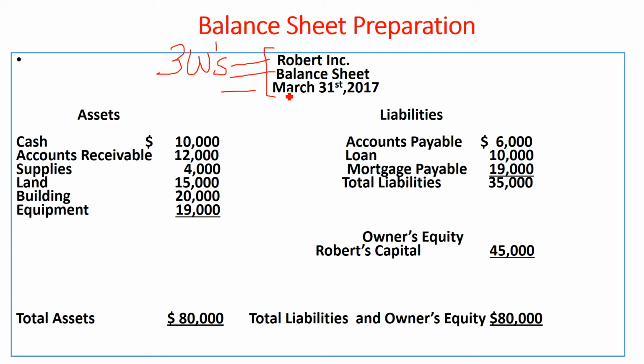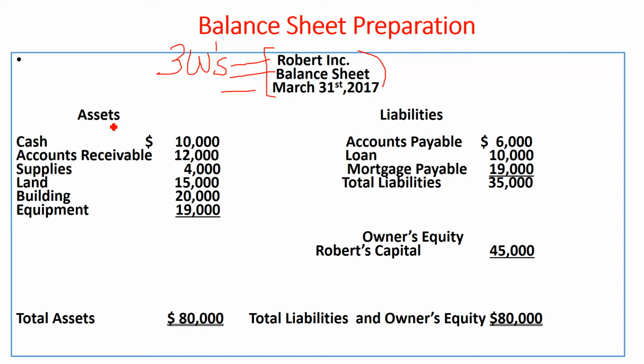Again, I will tell you one more time that these should be in sequence. First should be the company name. You cannot write the date at the top and then the balance sheet. First the business name, then the statement name, and then the date. This is called the three W's.